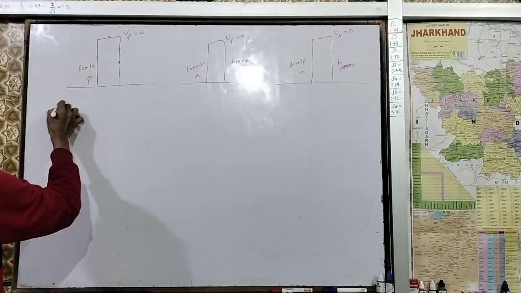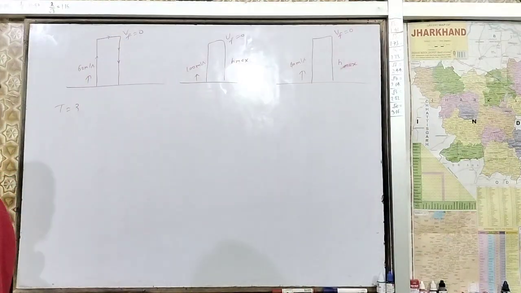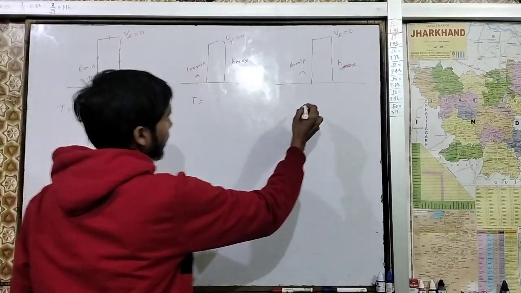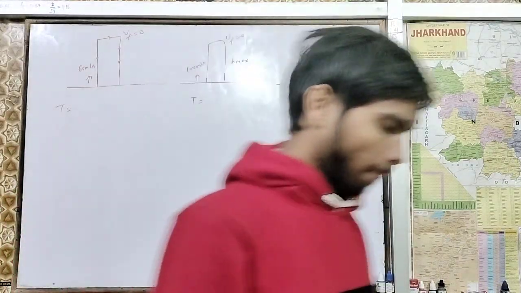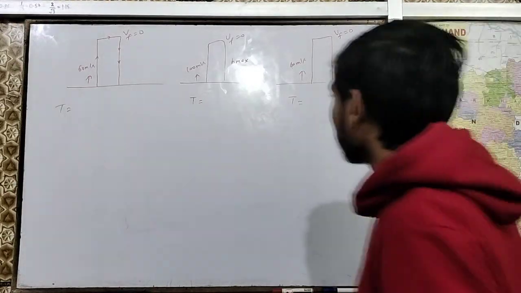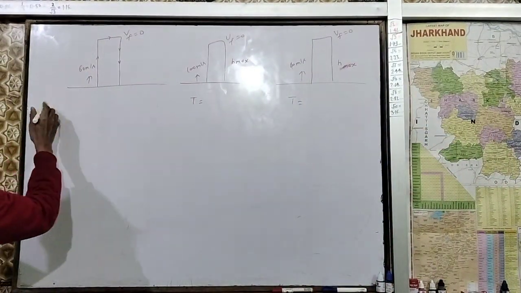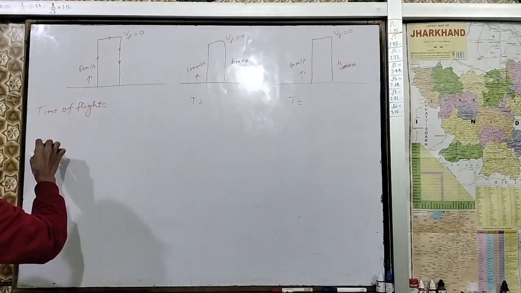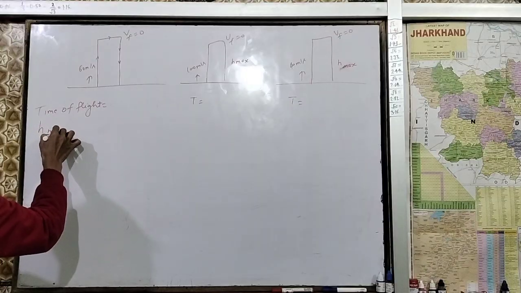What will be T? Over here and over here, what will be T and the maximum height? We have to calculate the time of flight and the maximum height H. Look at over here.